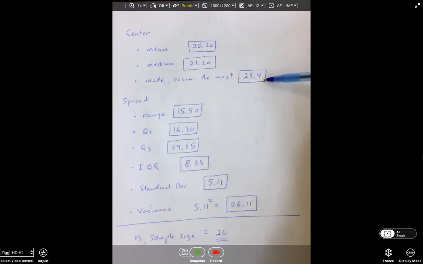The mode of 25.4 is the value that occurs the most. I think my calculator locked up and I didn't get to look at the bottom, but I think that's true, and I'm going to assume it is. The range is 15.50. That's the difference in the highest body fat score and the lowest body fat score. Q1 is 16.30. We would say approximately 25% of our body fat scores are at or below 16.30. Q3, approximately 75% of our body fat scores are at or below 24.65.